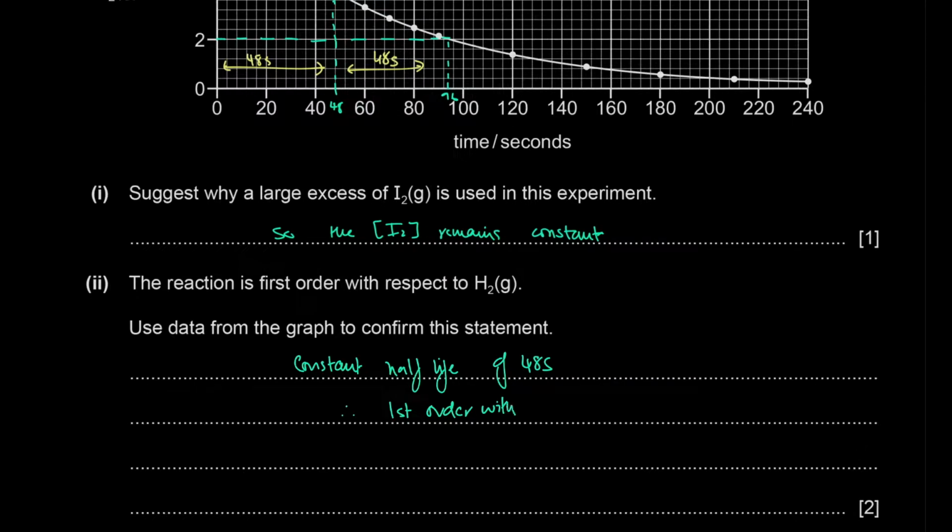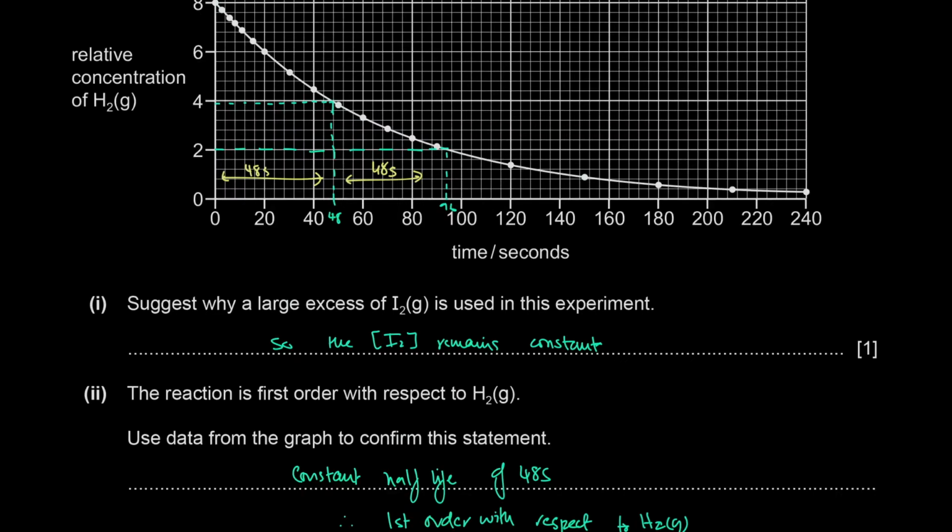with respect to hydrogen gas concentration. Here in this particular question, every little square is 4 seconds. So here 48 seconds, we have 40 plus 8, and then over here it comes out to about 94, since it's between 92 and 96. So you get a half-life of 46 in the second one, but it's roughly the same, right?